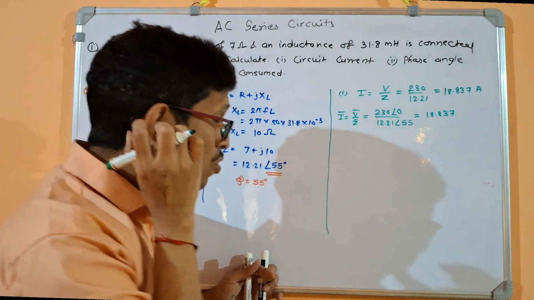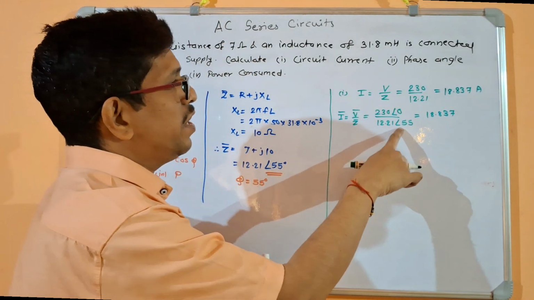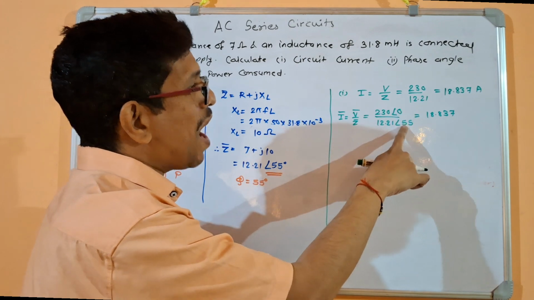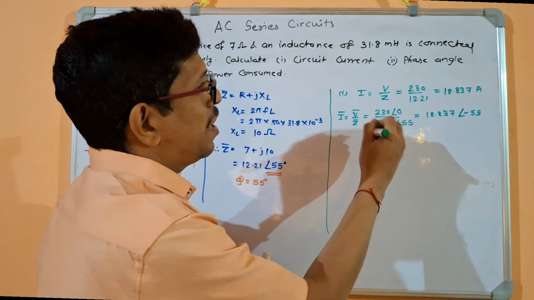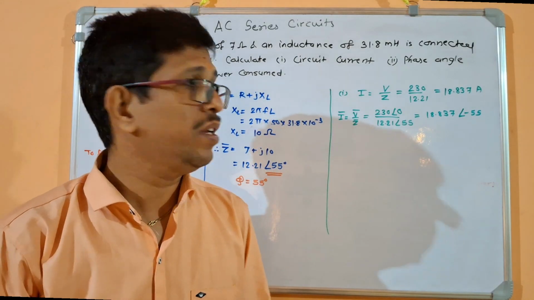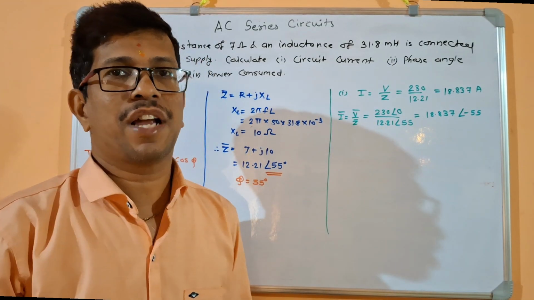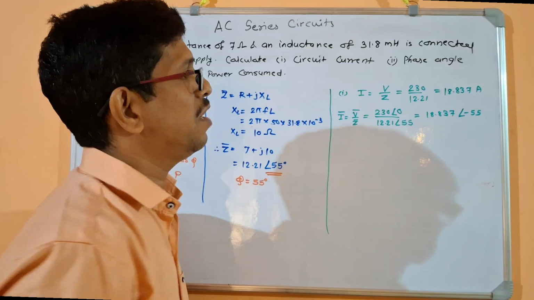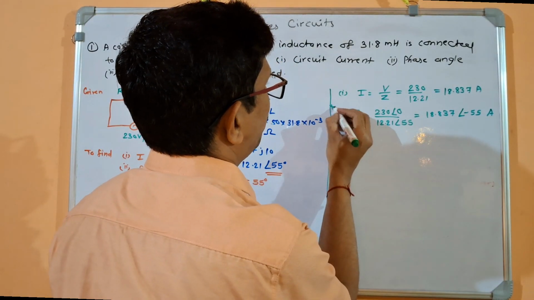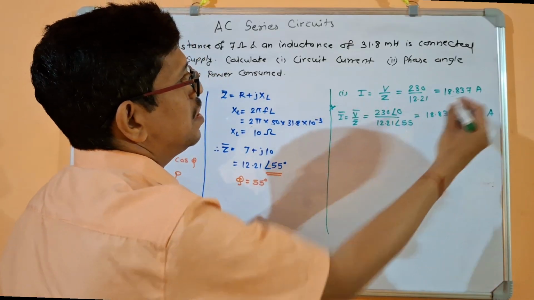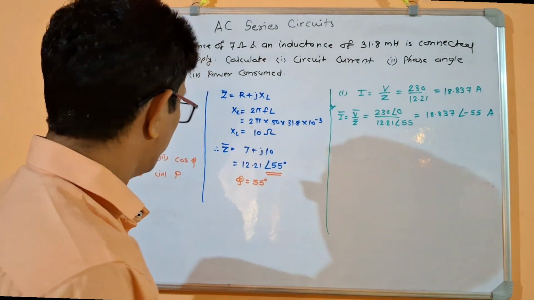See here, whenever you are doing division, the angles will get subtracted. So 0 minus 55, it will give minus 55. Magnitudes division normal, but angles subtraction. So this is in phasor form, and this is your normal magnitude form.